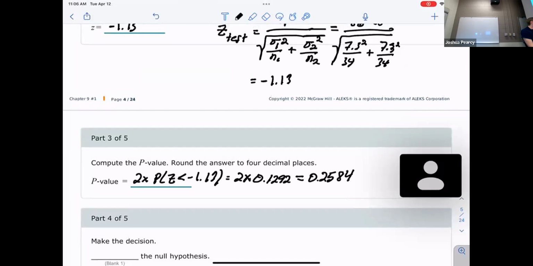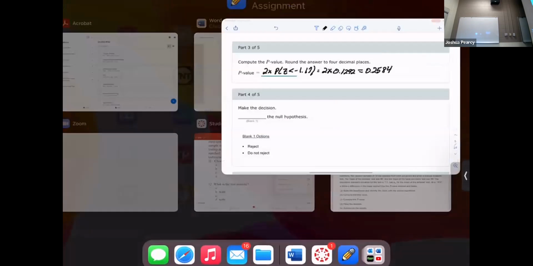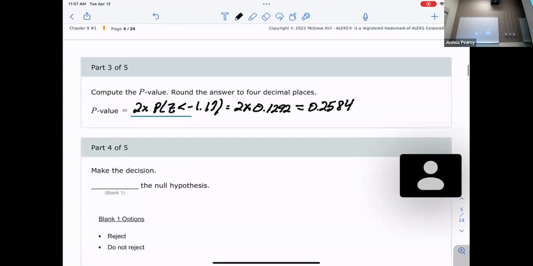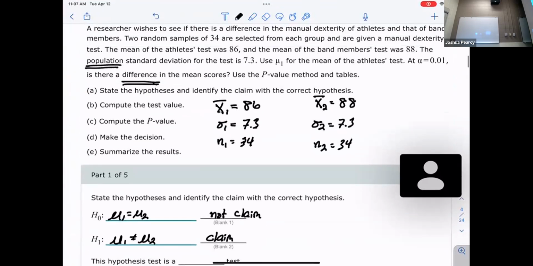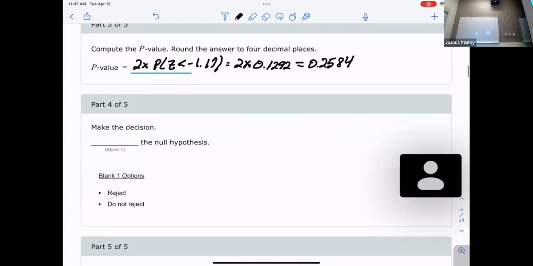What if it was just a left-tailed test? What would the p-value be? You're just looking at the area to the left of that negative test statistic, so it would be that. Then make the decision. You can either look at the critical value, but I guess I don't give it, so just look at the p-value and compare it to alpha. Is it less than or greater than it? 0.2584 is greater than 0.01, right? So then do not reject.